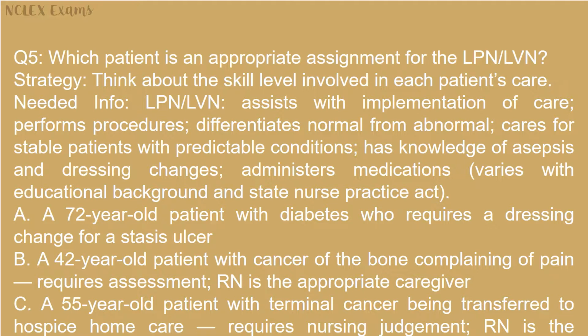A. A 72-year-old patient with diabetes who requires a dressing change for a stasis ulcer. B. A 42-year-old patient with cancer of the bone complaining of pain, requires assessment, RN is the appropriate caregiver. C. A 55-year-old patient with terminal cancer being transferred to hospice home care, requires nursing judgment, RN is the appropriate caregiver. D. A 23-year-old patient with a fracture of the right leg who asks to use the urinal, standard procedure, assigned to the nursing assistant.